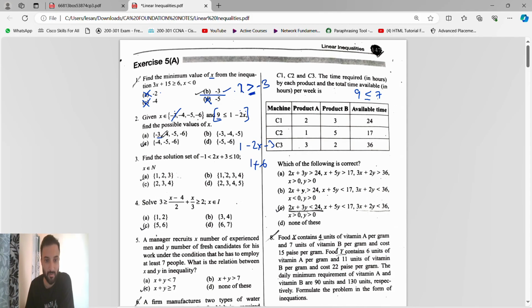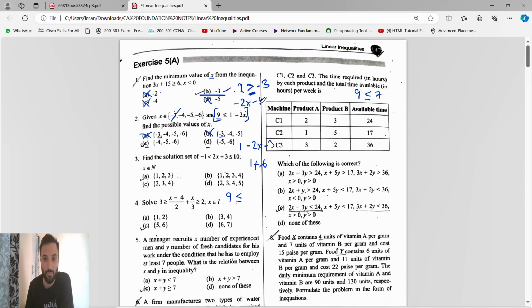So 3 value means 3, 4. So this is not there. 3 इसमें भी है, तो ये भी नहीं होगा. Okay, either C or D. Either C or D. Now we'll see for the 4. 4 means 9 is lesser than equal to, minus 4.